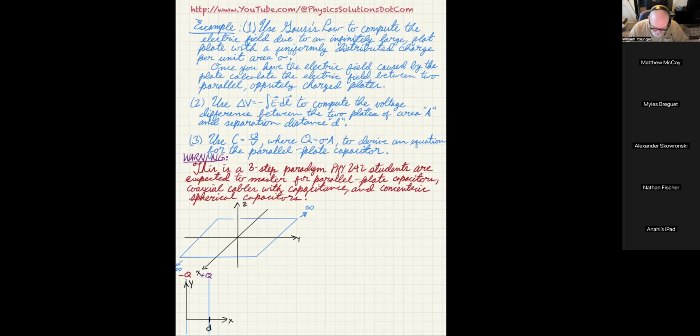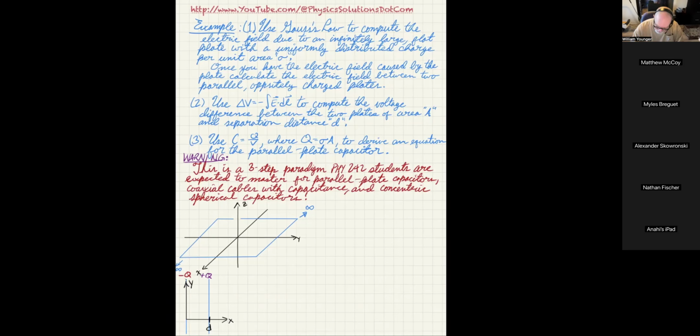Step two is use delta V equals the negative integral of E dot dl to compute the voltage difference between the two plates of area A and separation distance D. So I've gone ahead and given you all the parameters you need. The charge per unit area on the plate is sigma, and that would, of course, be in units of coulombs per square meter. The surface area of a single plate is A, and the separation between those two parallel plates is a distance D. And I have one of the plates drawn on an XYZ coordinate system.